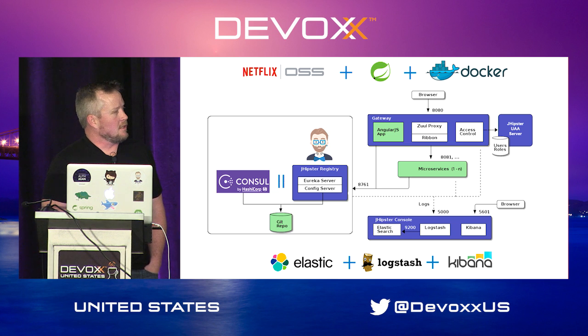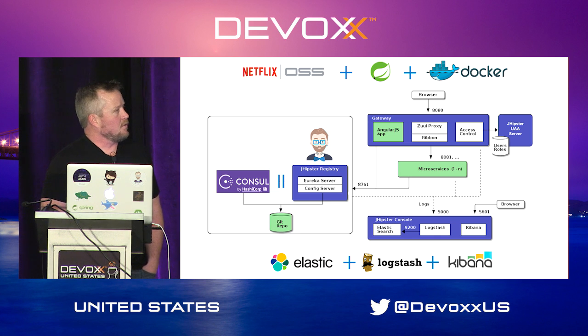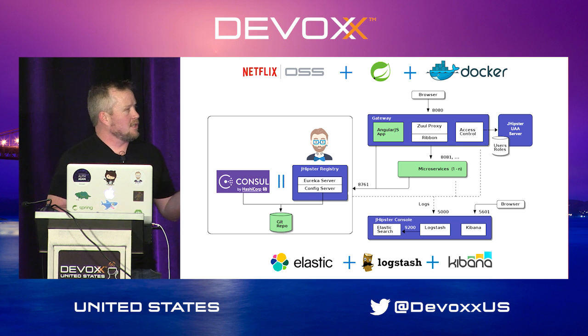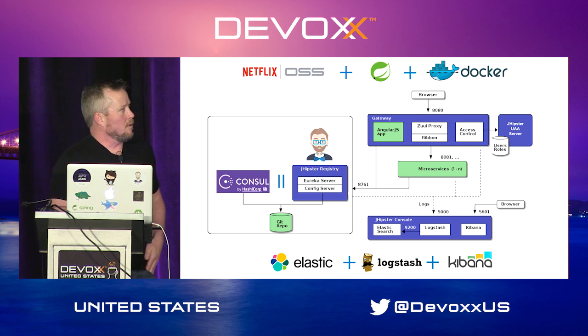And then this is to do monitoring with JHipster Console. We have the ELK stack in there, so we can see performance monitoring and see what's going on. And then as far as a registry that listens for the microservices registering and the gateway registering, we support both JHipster Registry and Consul by HashiCorp.